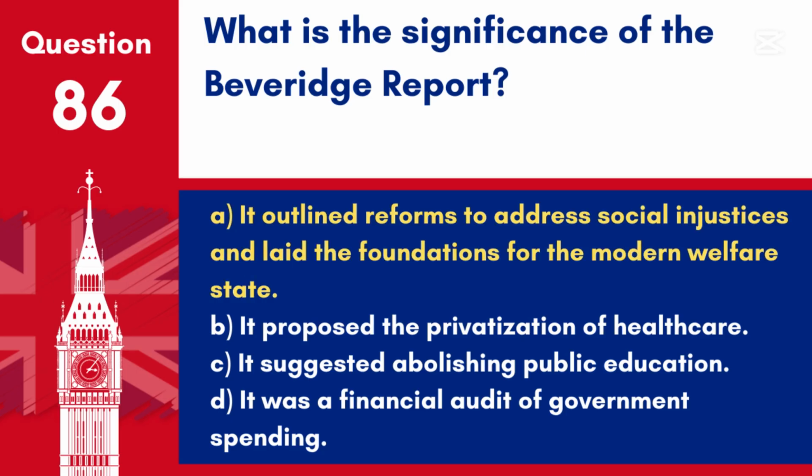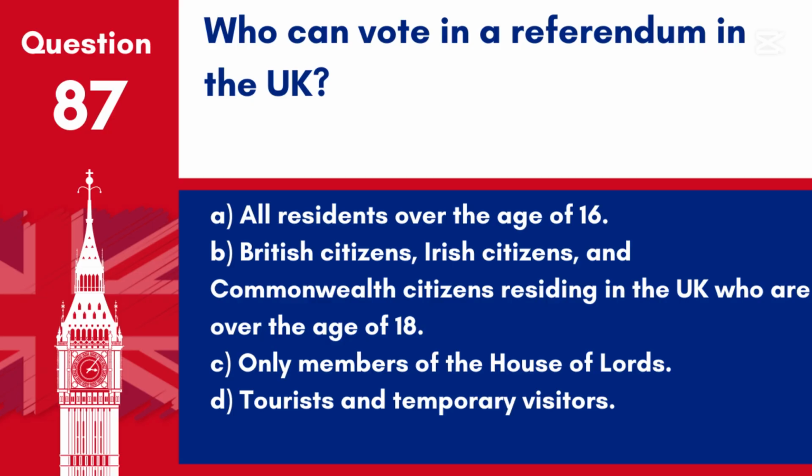Answer: A. It outlined reforms to address social injustices and laid the foundations for the modern welfare state. The Beveridge Report, published during World War II, was instrumental in shaping post-war social policies, including the creation of the welfare state.